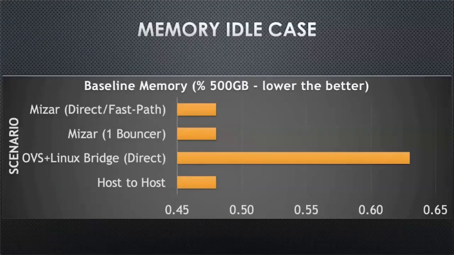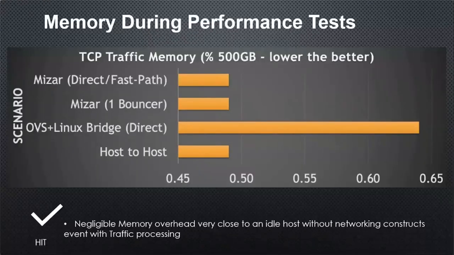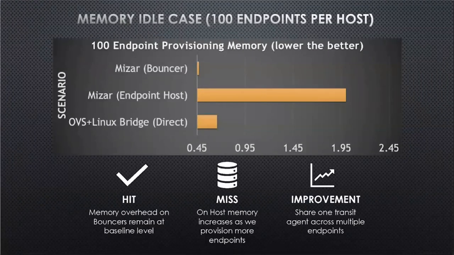Mizar has minimal memory overhead, both at idle and during performance tests. With 100 endpoints per host, the memory overhead on the bouncers remains at baseline level. However, the endpoint host's memory utilization increases as more endpoints are provisioned. This is an improvement that we can make by having all endpoints on the host share the same transit agent.